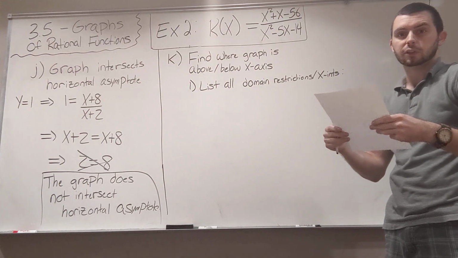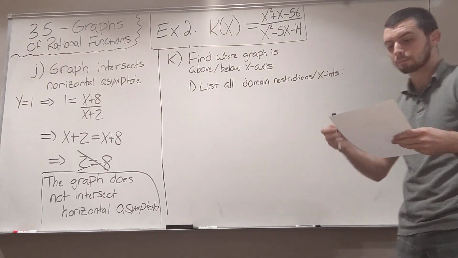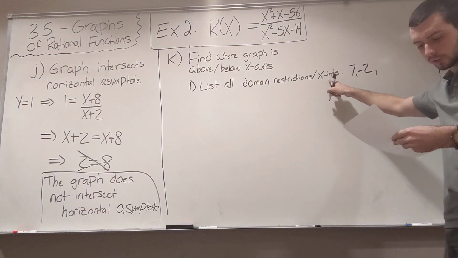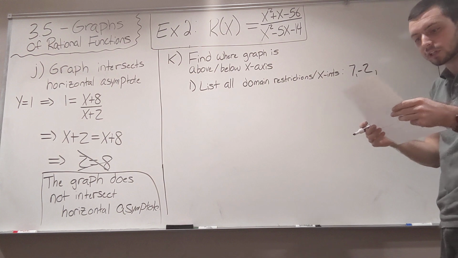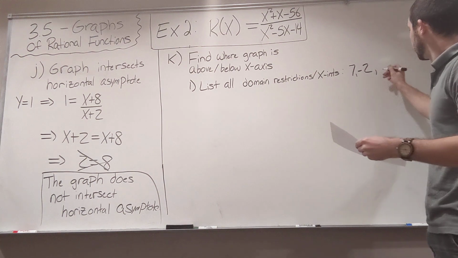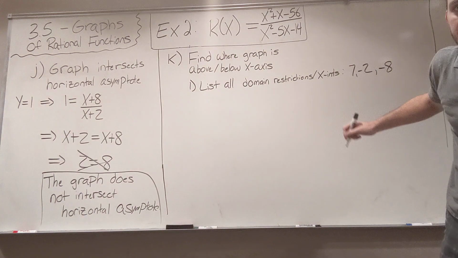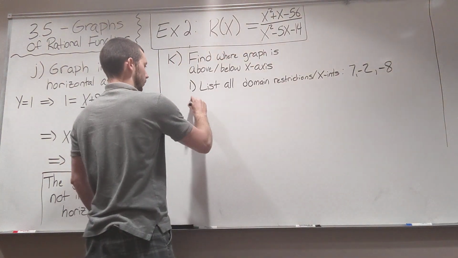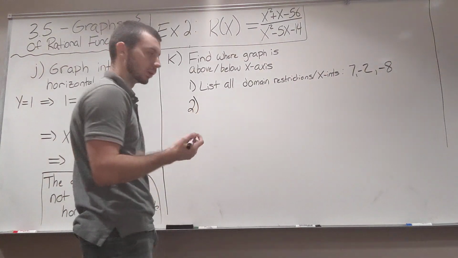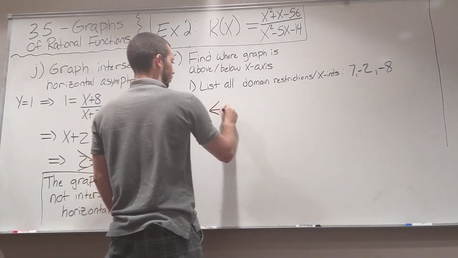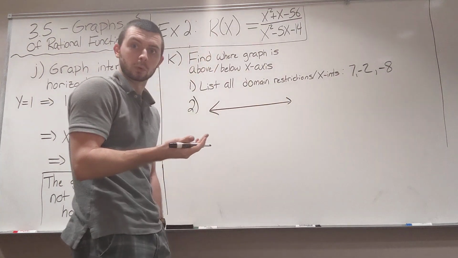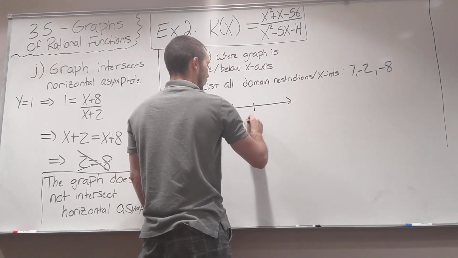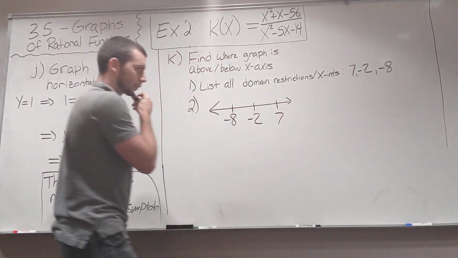The domain restrictions we found in part B, that was 7 and -2. The x-intercepts we found in part D. We found -8. So here we have 3 values in total. The second step I mentioned was to put these on a number line, in order, of course. So -8 is the smallest, -2 is next, and 7 comes last.